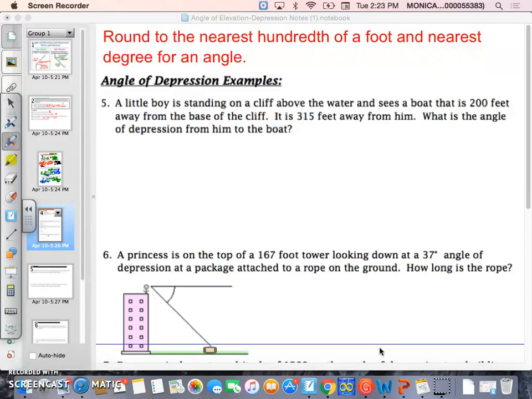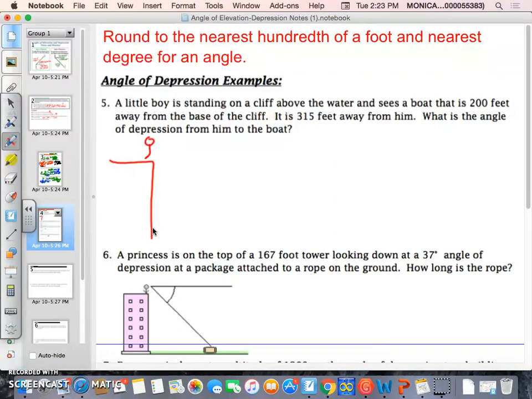He's standing on a cliff above the water, and he sees a boat that is 200 feet away. So here's the little boat, here's the cliff. Here's the little boy standing on the cliff, okay, and he's seeing a boat in the water. It's kind of a sad boat. Anyway, so he sees the boat, and it's 315 feet away from him. So he's going to look in here, that's 315 feet.